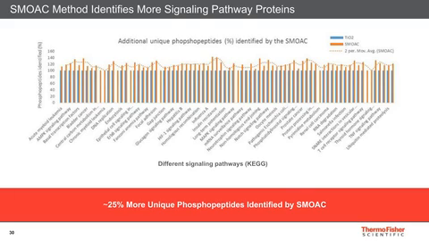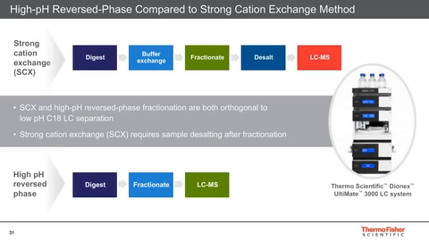The advantage of the SMOAC method is shown here, where an average of 25% additional phosphopeptides were identified in over 70 signaling pathways that we profiled. For some pathways such as DNA replication and focal adhesion, no phosphopeptides were identified using titanium dioxide alone. But after the SMOAC method, we were able to identify phosphopeptides from proteins in these pathways. Therefore, the SMOAC method is recommended for higher phosphoproteome coverage, especially when the sample is limited.